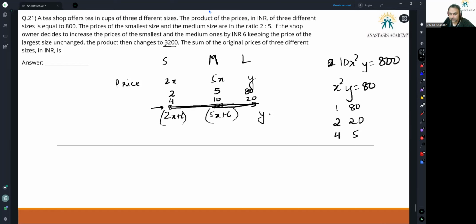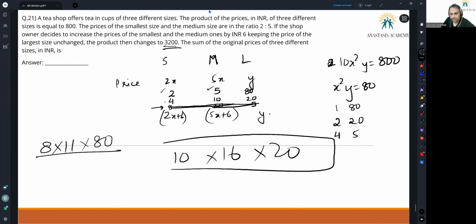Now, in which of these cases, if I increase the price of the small and the medium by 6, will the product turn out to be 3,200? In the first case, you will get 8 into 11 into 80. The net product will be a multiple of 11, which 3,200 is not. In the second case, you will get 10 into 16 into 20, which is indeed equal to 3,200. So the sum of the original prices of the 3 in INR is 4 plus 10 plus 20, which adds up to 34.